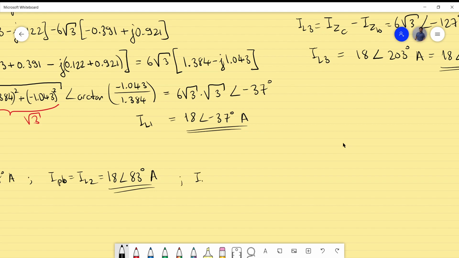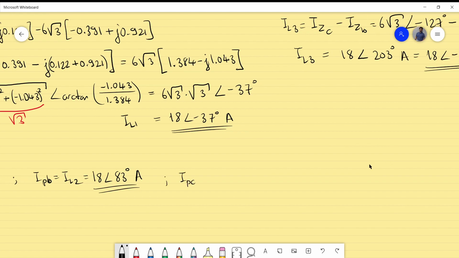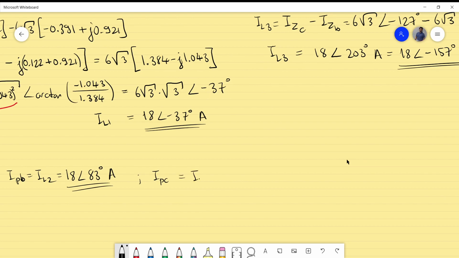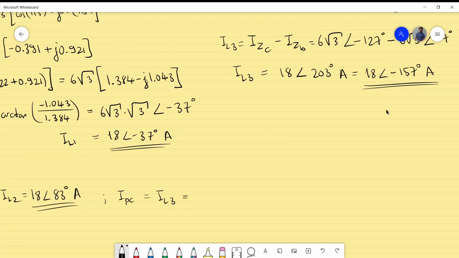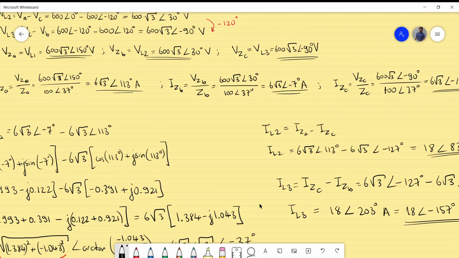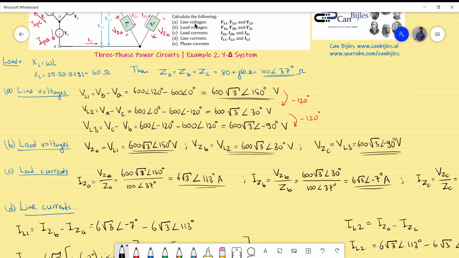And the last one is the phase current for C, which will be IL3. We have seen it in the circuit, and it will be this one, 18 amperes, phase 203 or minus 157, whatever you prefer. I will use the minus sign, so I will have the following expression for the phase current. So that's actually the whole example, considering the five sets of unknowns: the set of line voltages, load current, line current, and phase current.